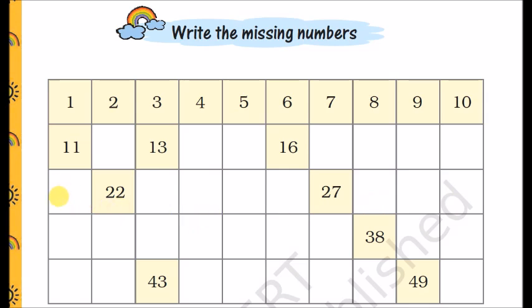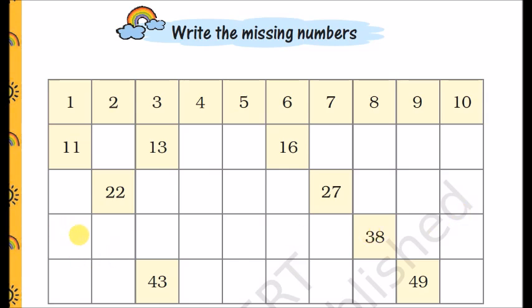21, 2 and 1, 22, 23, 2 and 3, 24, 2 and 4, 25, 2 and 5, 26, 2 and 6, 27, 28, 2 and 8, 29, 2 and 9 and 30, 3 and 0.